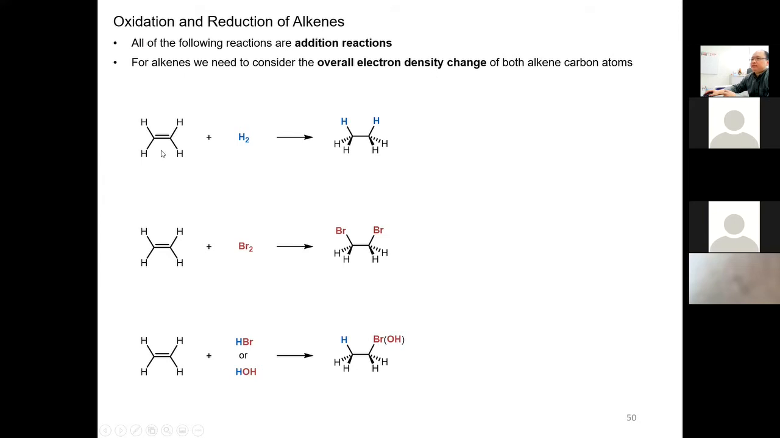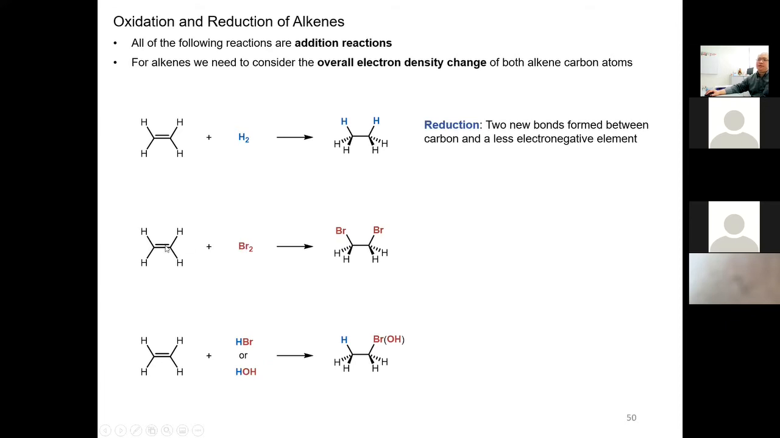Let's start from a more complex situation. If we have ethylene and we have addition reactions, let's say ethylene reacts with H2. Now 2 CH bonds are formed from the CC bond, and we need to consider the overall electron density change of both alkene carbon atoms. We consider this a reduction reaction because 2 new bonds formed between carbon and a less electronegative element, which is hydrogen. So it's considered a reduction. How about reaction with bromine?